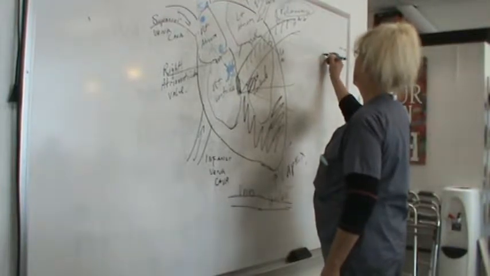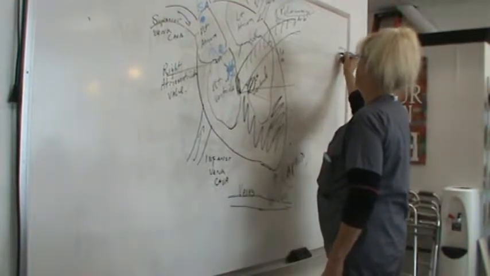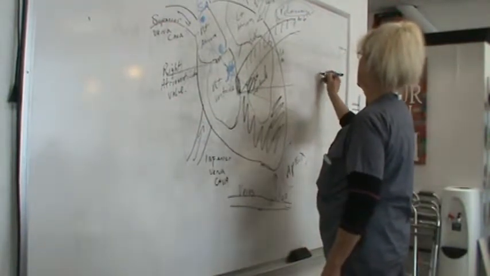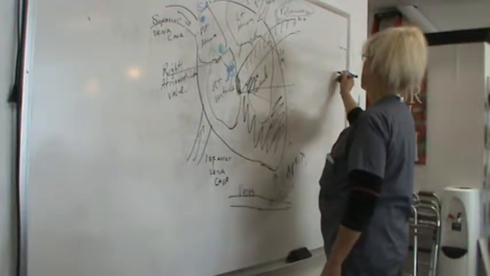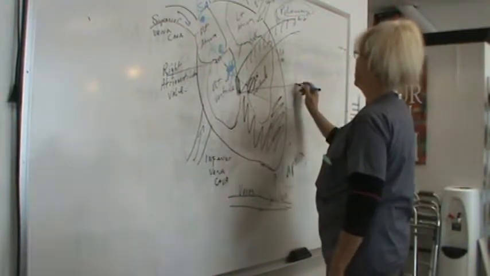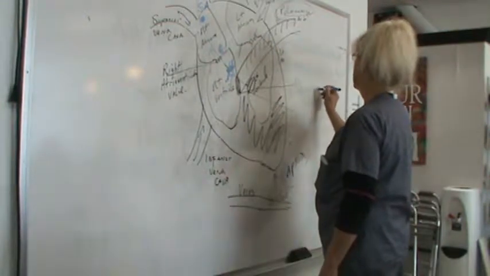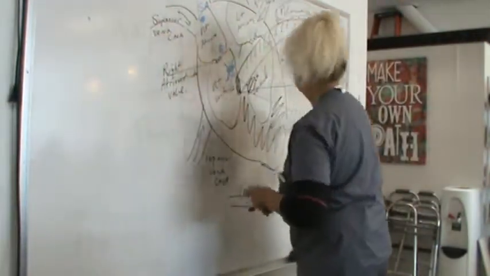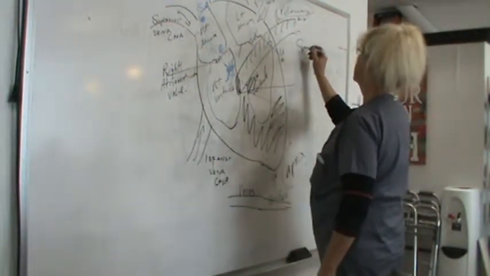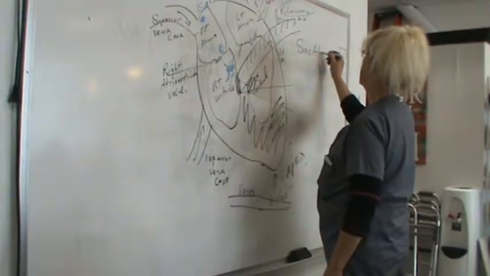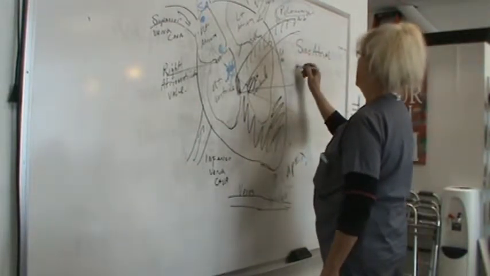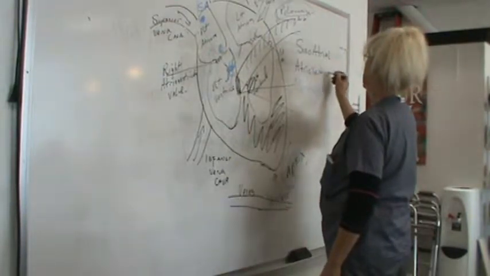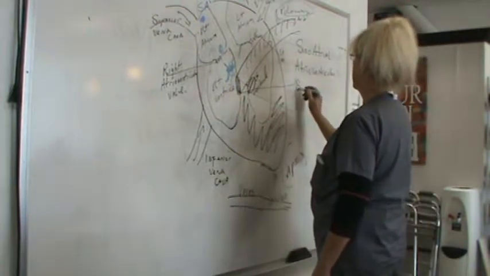So we have the sinoatrial node. We have the atrioventricular node. We have the bundle of His. And this is not coming in very clear. So sinoatrial node, S-I-N-O-A-T-R-I-A-L, atrioventricular, and bundle of His.